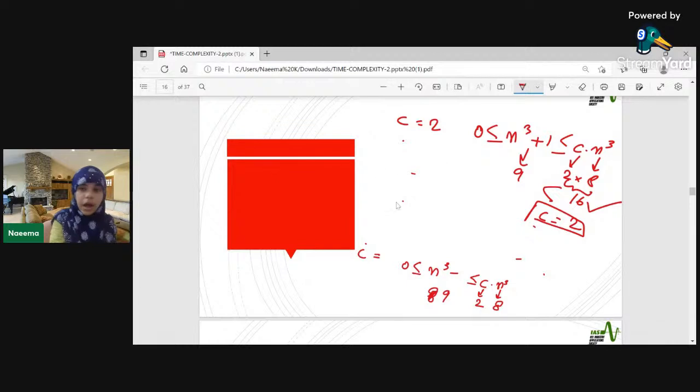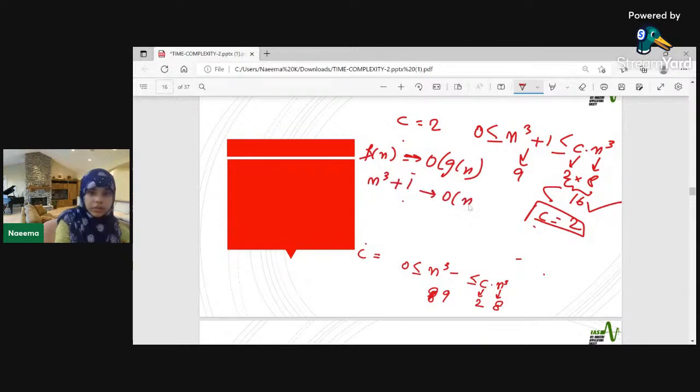So now from the last two examples, we see that f(n) is big O of n cube as well as big O of n power 4, but for different values of c. Therefore, we may conclude that f(n) is big O of g(n). So n cube plus 1 is big O of n cube. Also, n cube plus 1 is big O of n power 4, which is in accordance with the definition of big O.